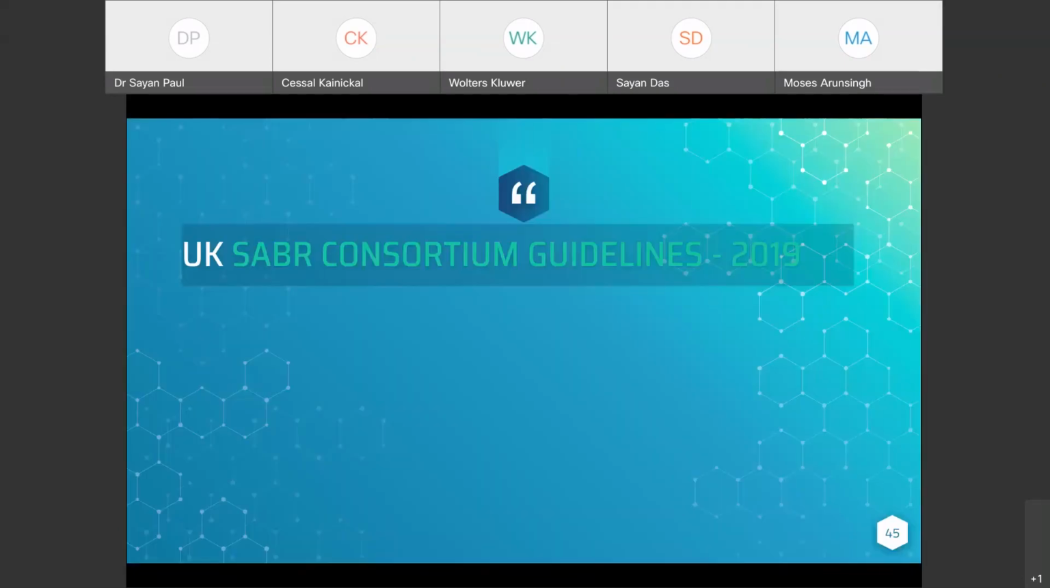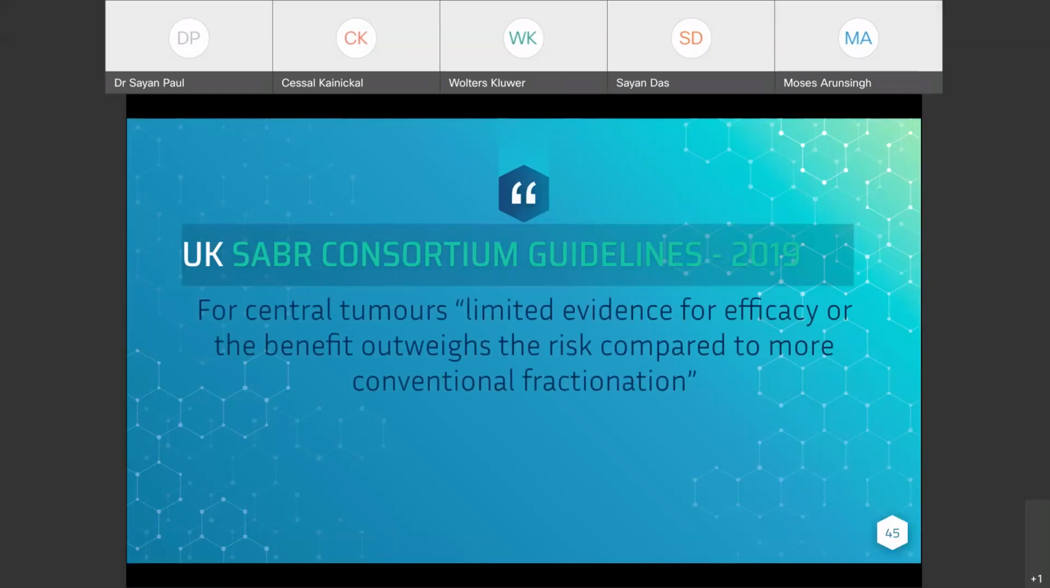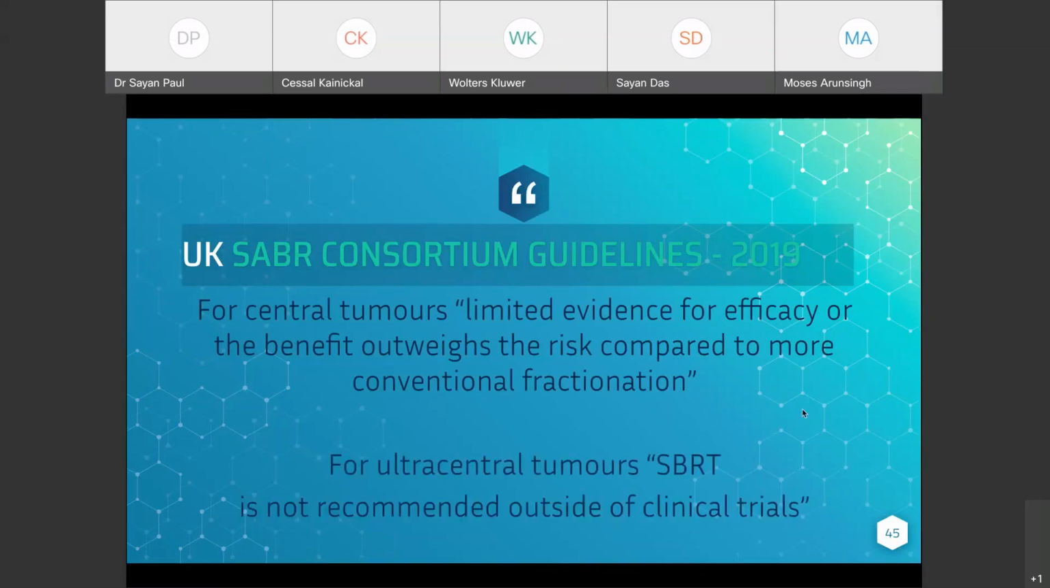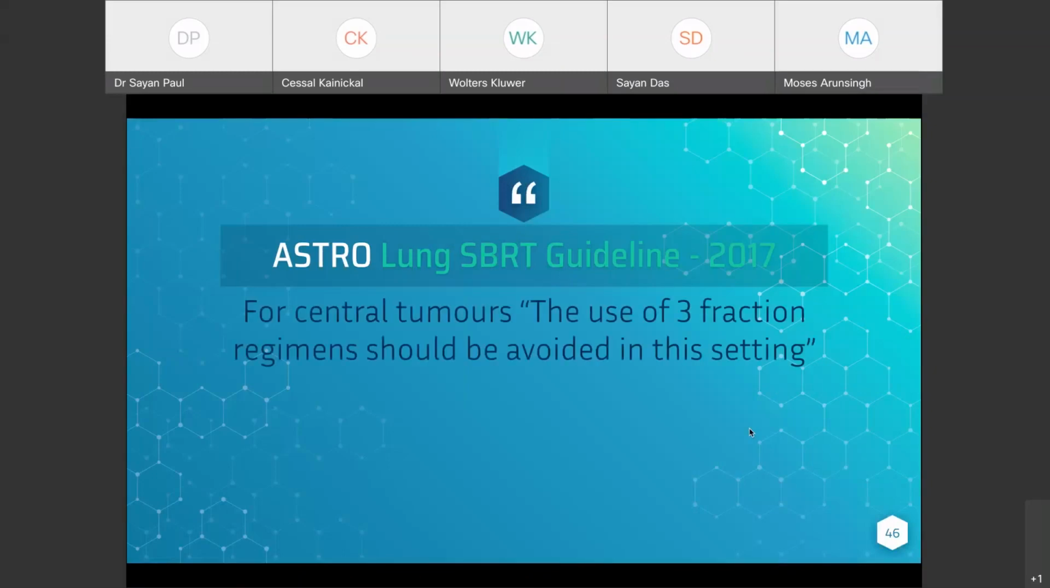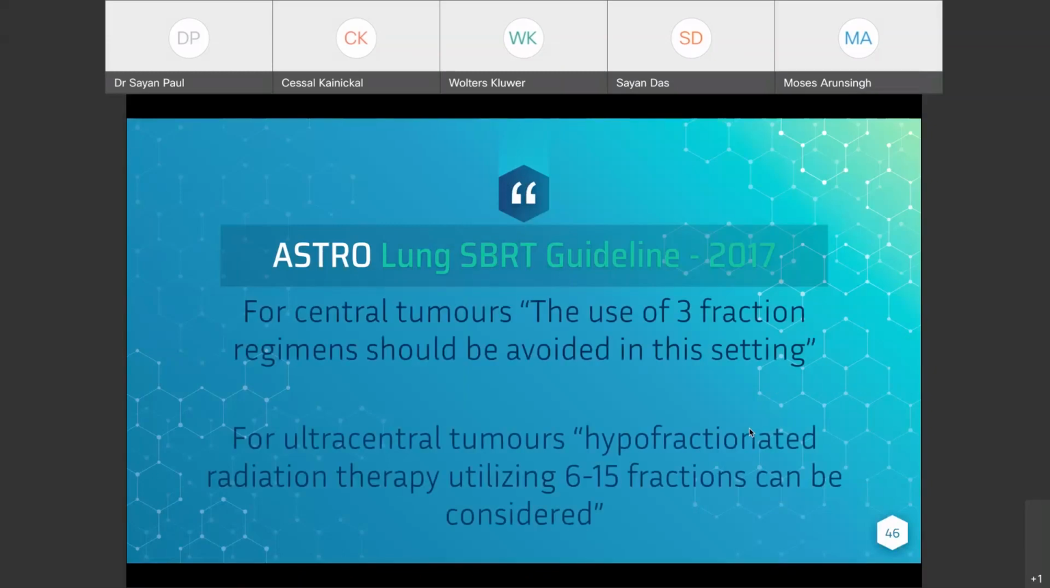So to summarize, most of the guidelines highlight the limited evidence for efficacy, or whether the benefits outweigh the risk compared to more conventional fractionation. That statement was for central tumors. For ultracentral tumors, they definitely do not recommend SBRT outside of clinical trials. Similar sentiments are echoed by the ASTRO lung SBRT guidelines as well.